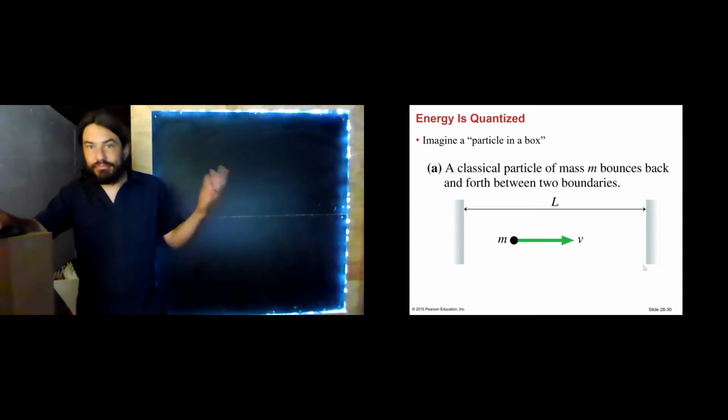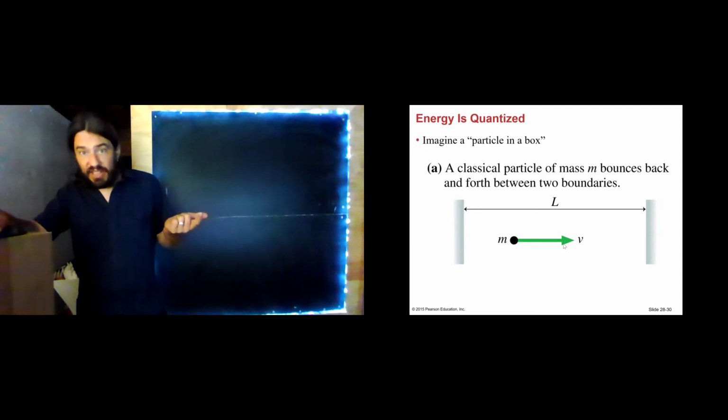It'll bounce back and forth. We could measure its position just fine. It's right there, right? Ooh, I know where it is. And we can measure its velocity. Now we know how fast it's going. No big deal. That's the situation.